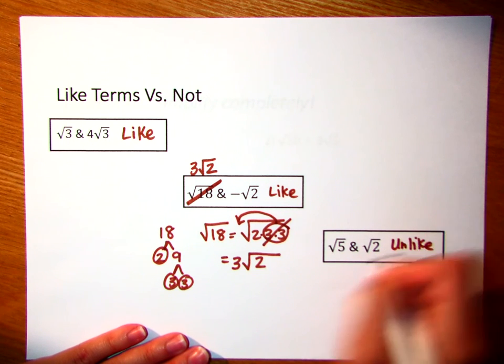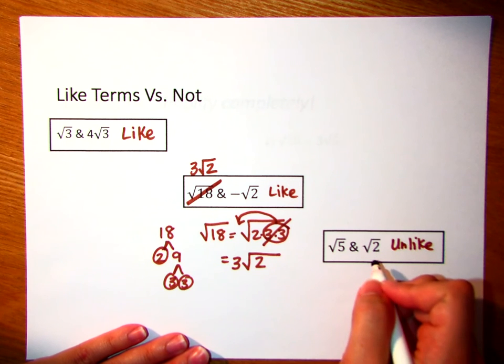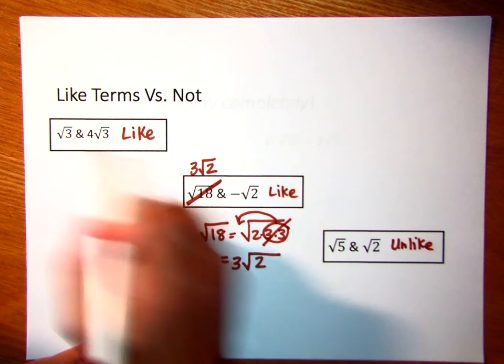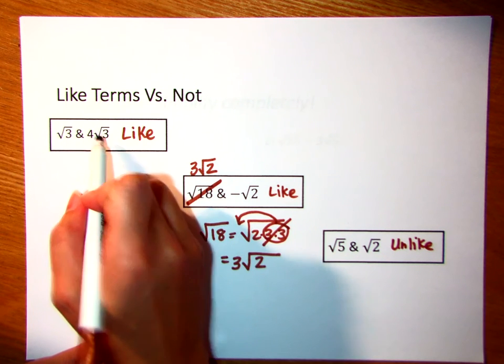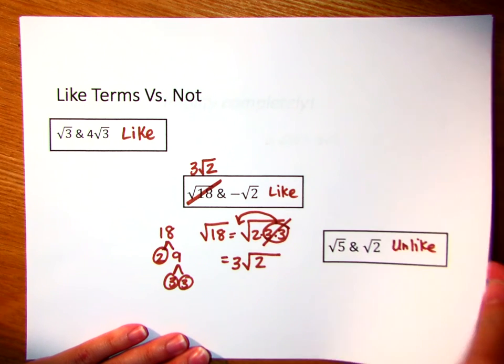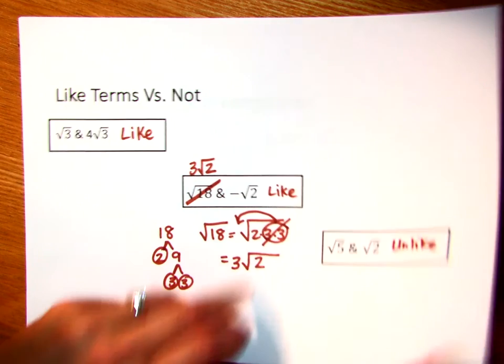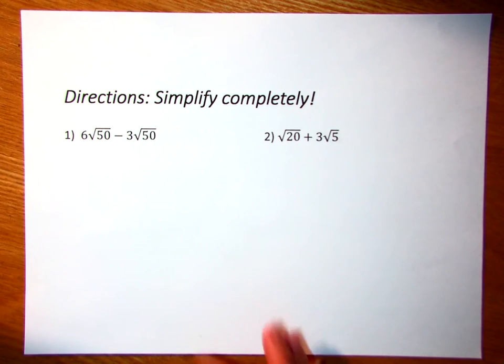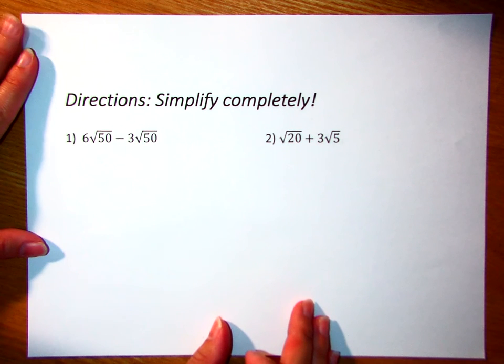That means that these two could not be combined. These could be combined by adding or subtracting. These could be combined by adding or subtracting. But when they're unlike, they cannot be combined. So let's go ahead and look at some examples of how to add and subtract. Directions here are to simplify completely.